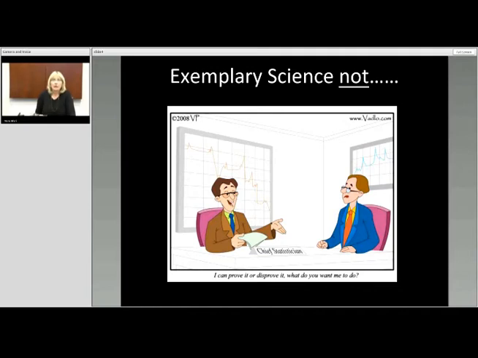She has a nice little slide where one statistician is talking to the person in his office, saying, "I can prove it or disprove it. What do you want me to do?" And she's saying that's not an example of how to do science. Okay, a little humor. So I think we need to start taking some questions here. Let's hear it from the audience.